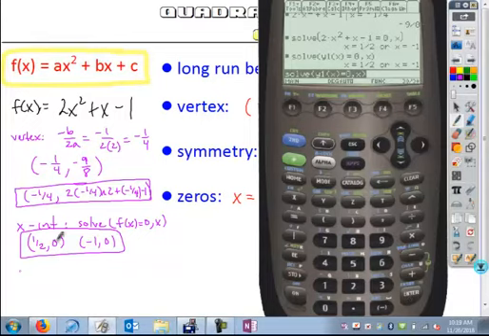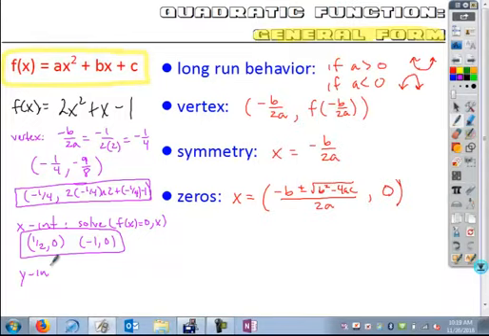Okay, the final thing that you might be asked to solve for here is your y-intercept. And the y-intercept from standard, or this general form, is just your constant. Okay, so my y-intercept in general is going to be the point (0, c), whatever your last term, your constant term, is. And so here (0, -1) would be my y-intercept.